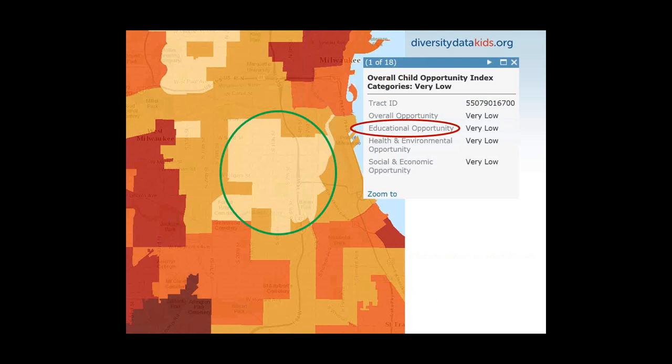First, we look at educational opportunities, for example, whether there are quality early childhood education centers in the neighborhood. We also look at health and environmental opportunity. For example, whether there are parks in the neighborhood where children can play and have physical activity. And we also look at socioeconomic opportunity, for example, the poverty rate in the neighborhood.